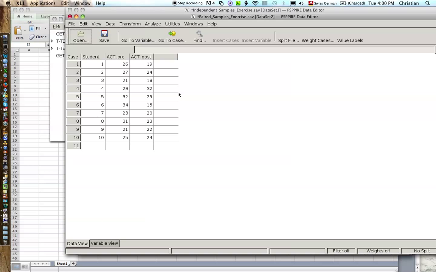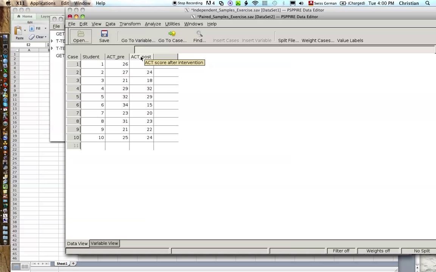it opens up. And now you see that we have only 10 cases, right? We have students 1, 2, 3, 4, 5, 6, 7, 8, 10 students, and we have an ACT pre and ACT post. So an ACT before they took part in training and an ACT after they took part in training.